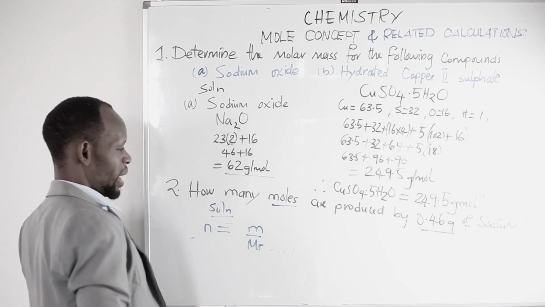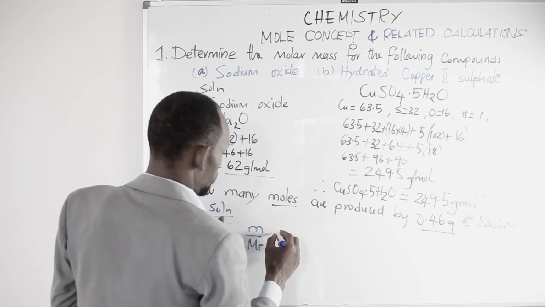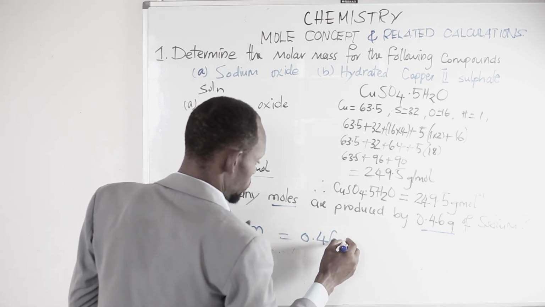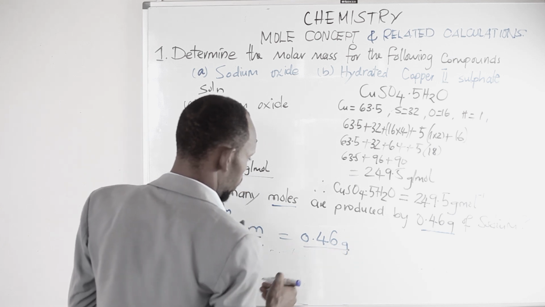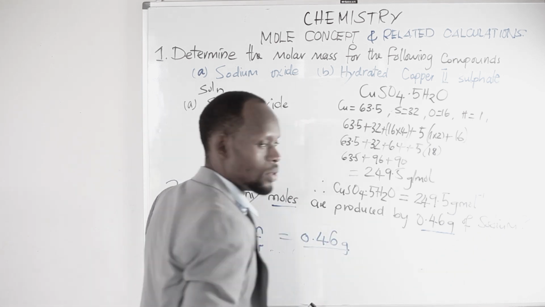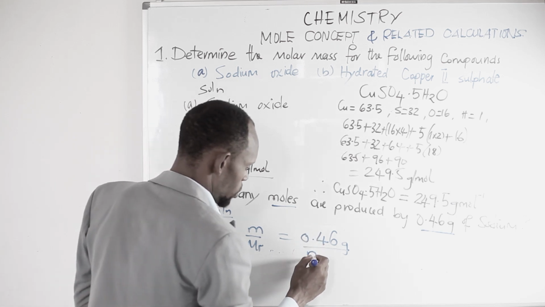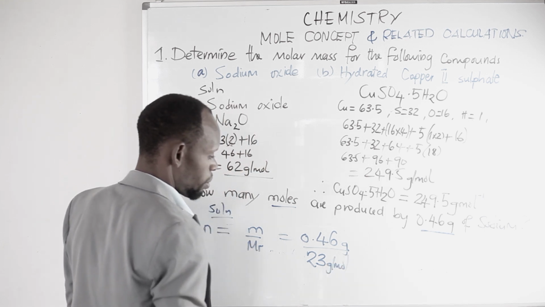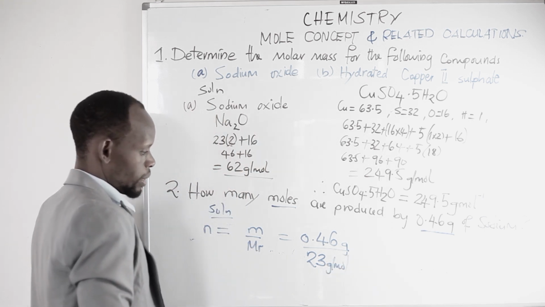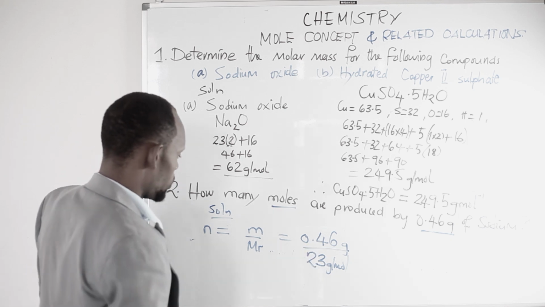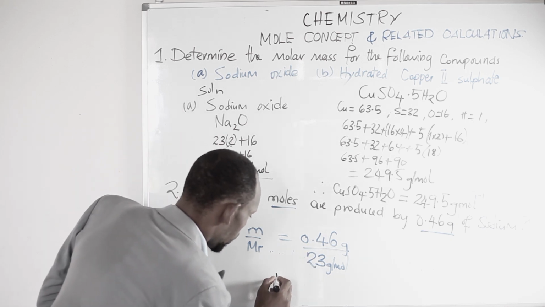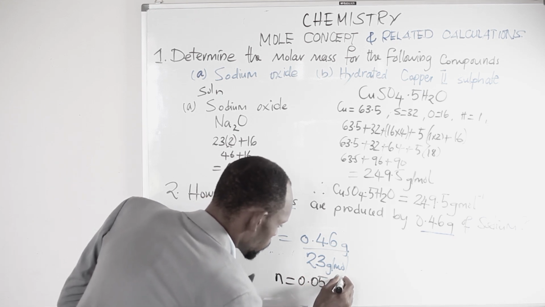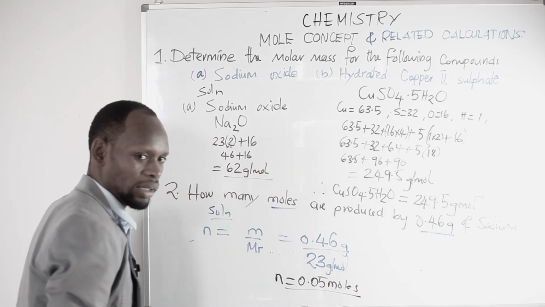So here, look, what is the mass given there? The mass given was 0.46 gram, divided by the molar mass. The molar mass of sodium is always 23, so it is 23 g per mole. That is the relative atomic mass of sodium. Dividing this, you will find that the number of moles is equal to 0.02 moles. So that is the answer.